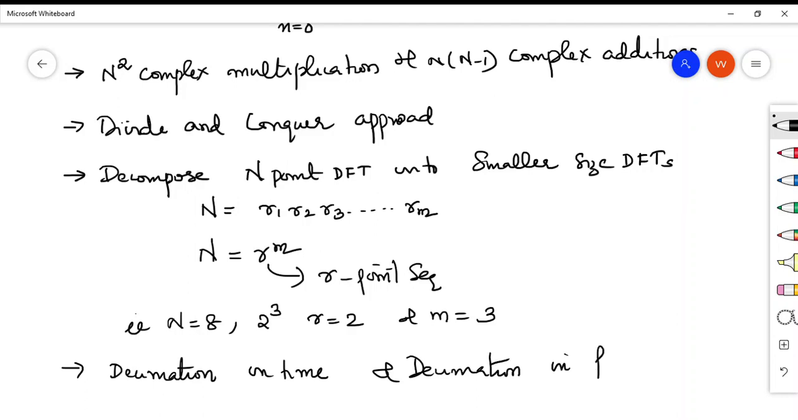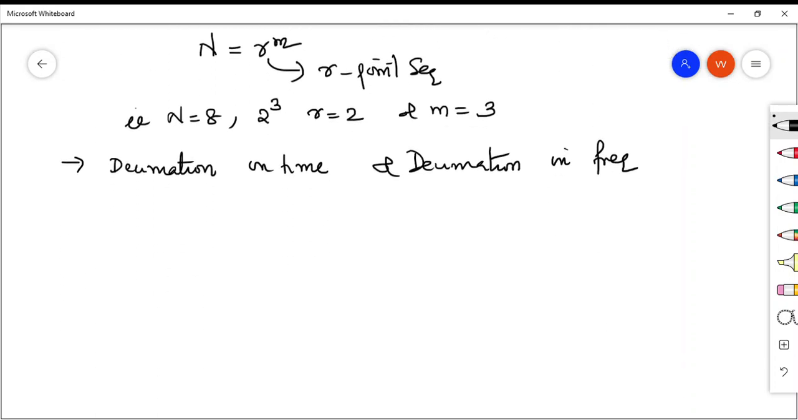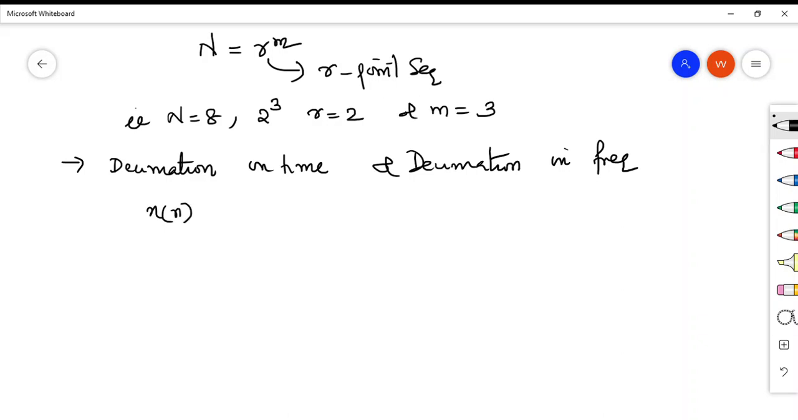Now, decimation in time means your signal x of n will be decomposed. The signal in time domain is x of n, so this x of n will be decomposed into smaller ones, and from that you will be finding the DFT. Here, decimation in frequency means frequency samples will be decomposed.